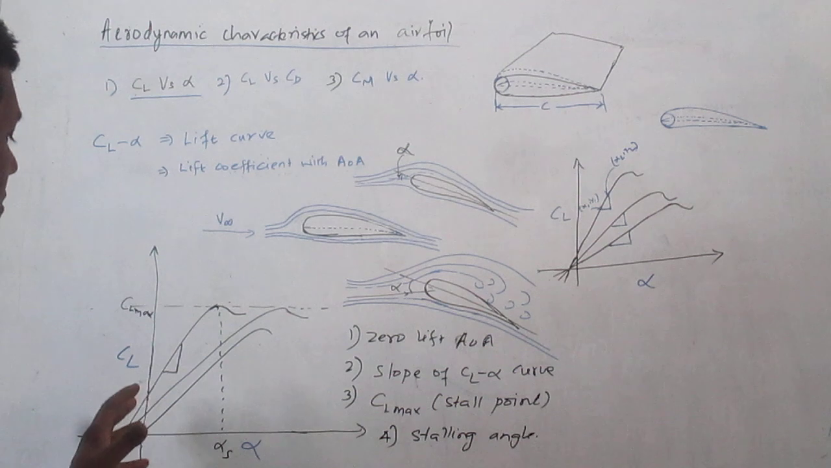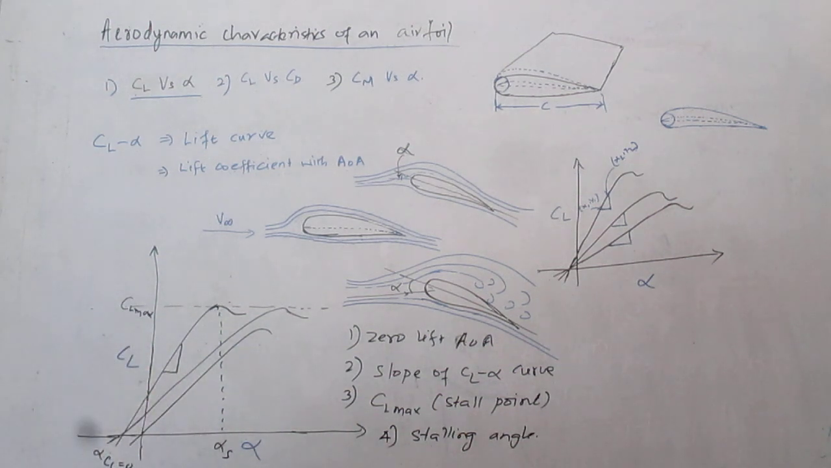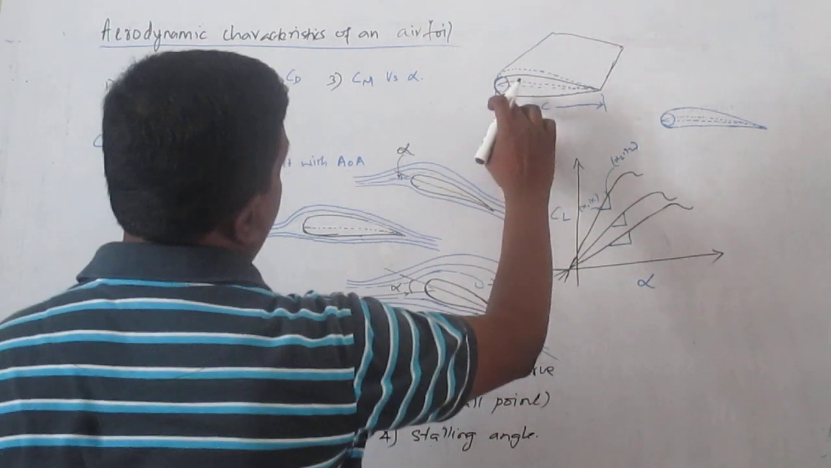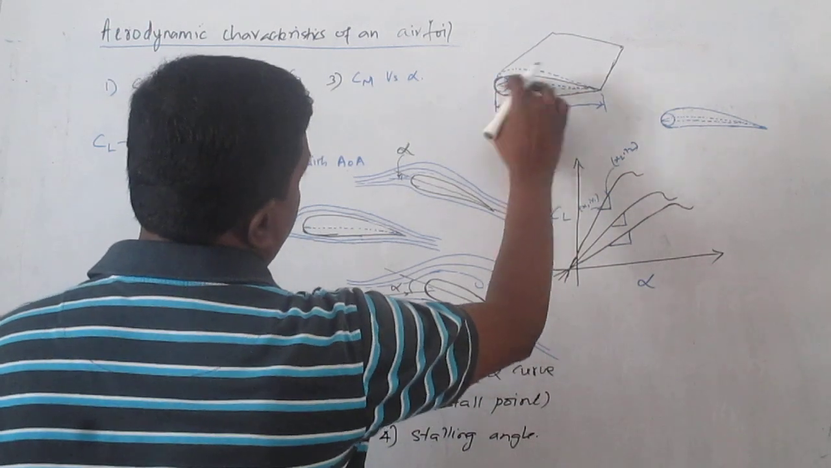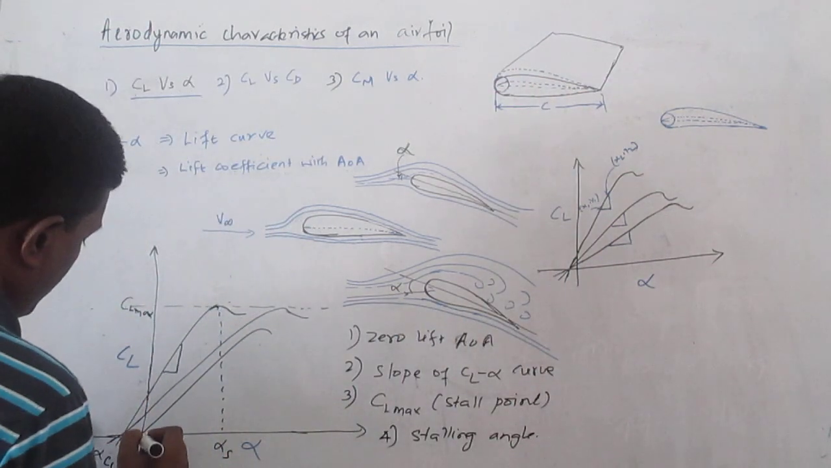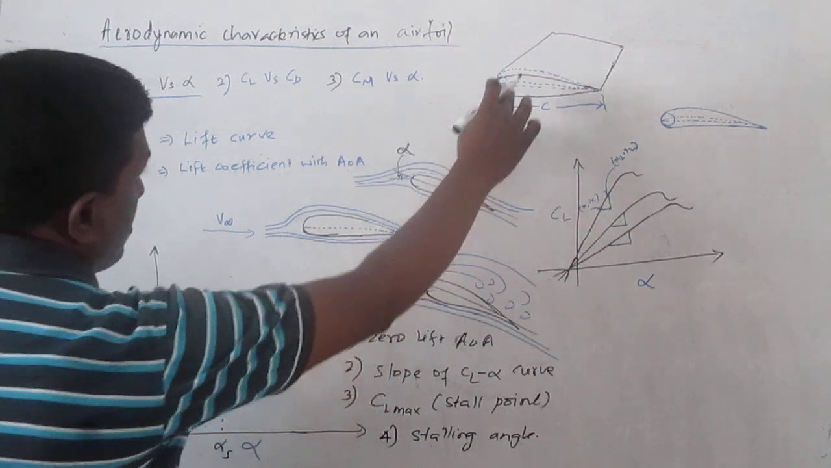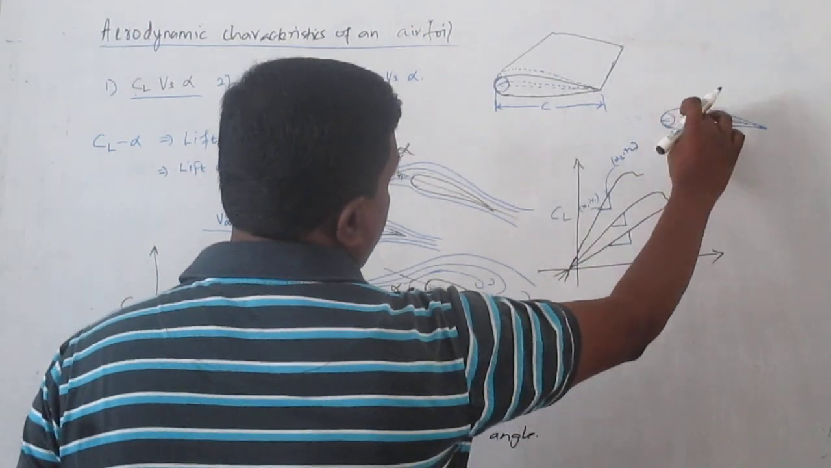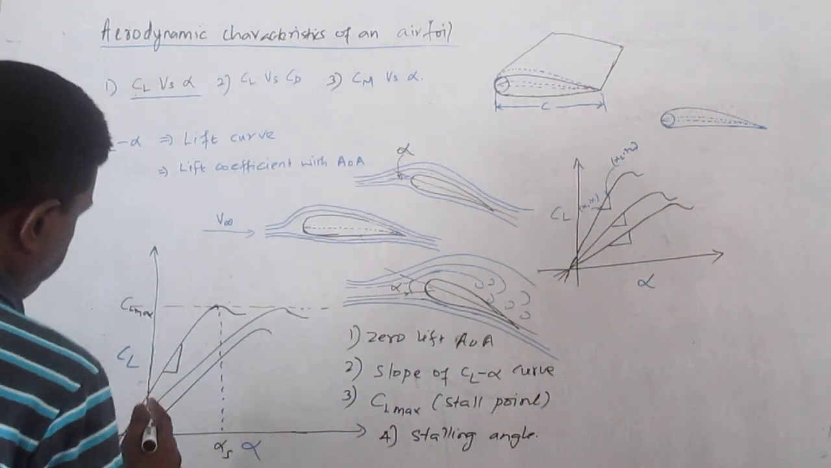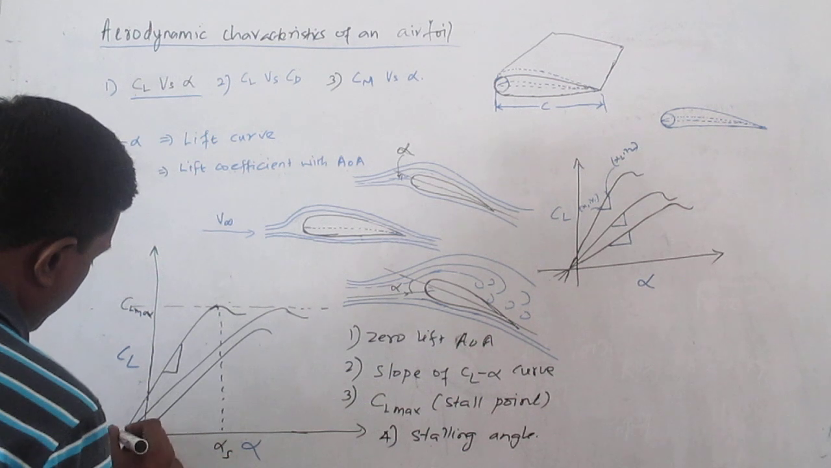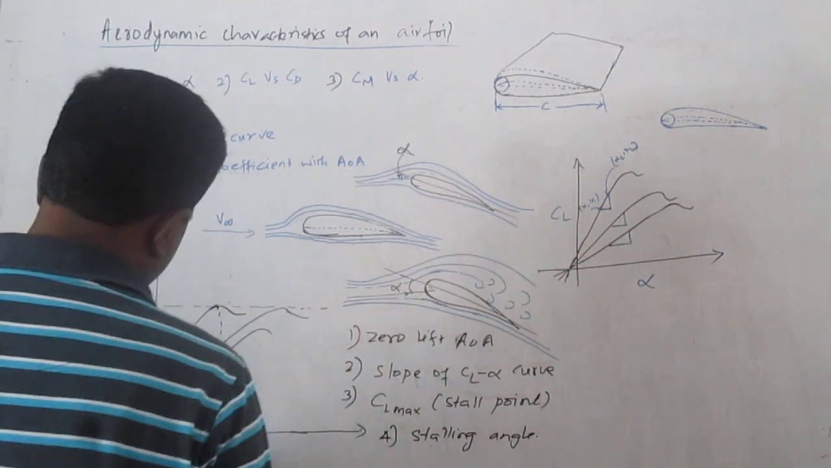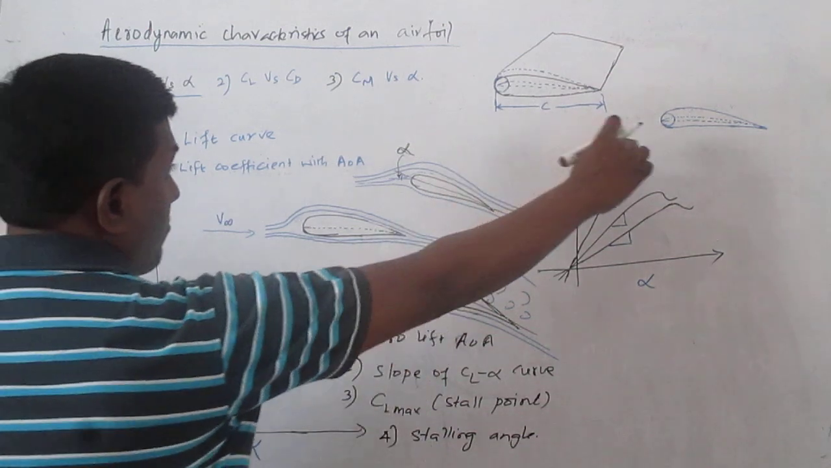These are the four important main features we get from this aerofoil curve. The zero lift angle of attack comes into the picture mainly when we take the cambered aerofoil. For the symmetrical aerofoil, the zero lift angle of attack will be zero. But for the cambered aerofoil, we get a zero lift angle of attack, and at this condition the angle of attack is negative.